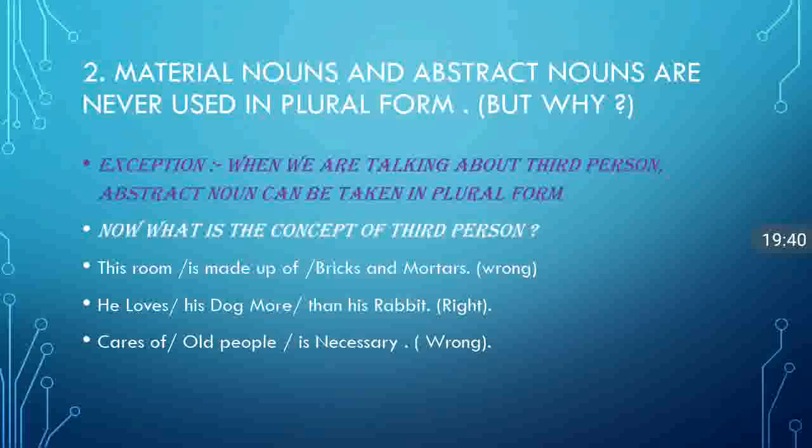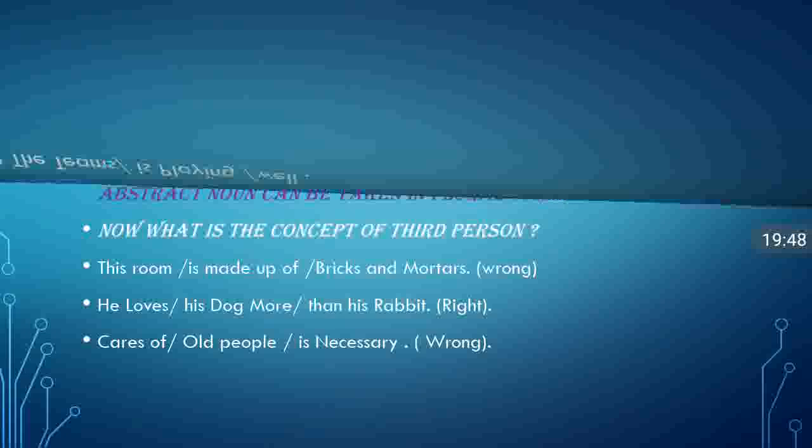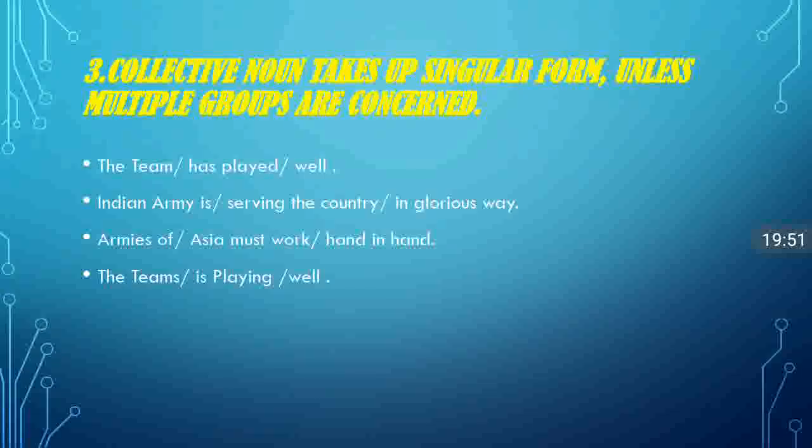Okay, clear? Okay, let's move to the next rule. So the next rule is collective noun takes up the singular form unless multiple groups are concerned. So what is collective noun? Collective noun is a group. There are various examples of the group, like group can be army, group can be police, group can be bunch of keys, group can be crowd, group can be mob, group can be crew. Group can be pack, group can be gang. So these collective nouns are considered singular unless multiple groups are concerned.